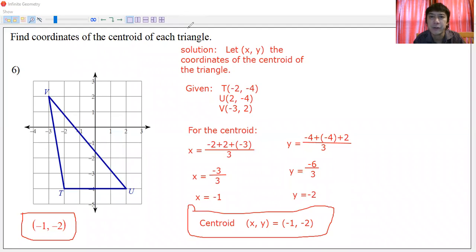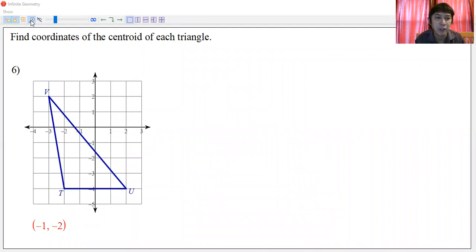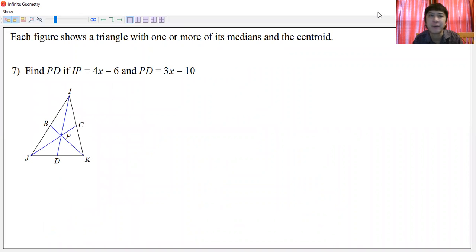Clear the screen first. And the answer. And number 7 is here. All right. Here's number 7. We'll be doing lengths of medians or parts of the median, or segments of the median. Each figure shows a triangle with one or more of its medians and a centroid.